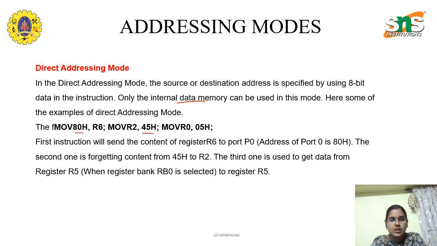The first instruction will send the content of register R6 to the port. If the address of port 0 is 80H, then it will move the content of R6 to port 0 at 80H. The second one is for getting the content from 45H into R2, and the third one is used to get the data from register R5 into another register. In the next lecture we will discuss the other types.